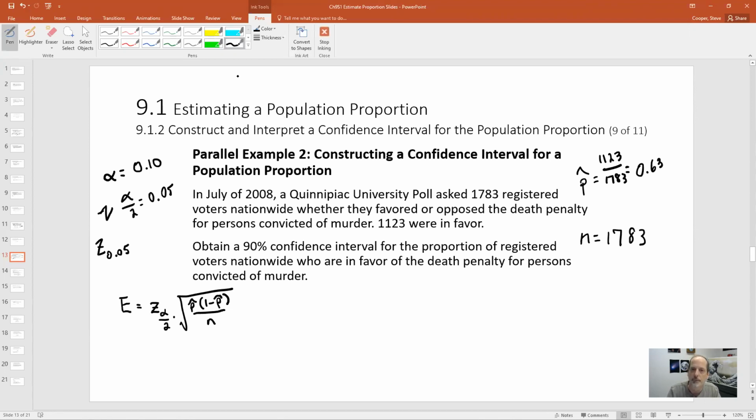Okay, so we're going to use E equal to 1.645 times the square root of p hat, which is 0.63, times 1 minus 0.63, so 0.37, divided by n, the sample size, 1783.